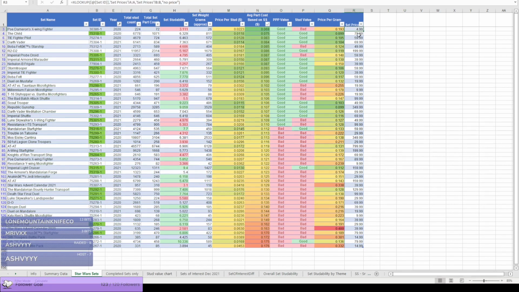Now, I think this data is clearly broken here. It says $4.99 for this. This is not accurate. I have no idea what happened there. We'll ignore that for right now. Oh, no, you know what that is? That's the mini one. That's why. That's the mini one with 72 pieces. Yeah. It's like, what? Poe Dameron for $4.99.